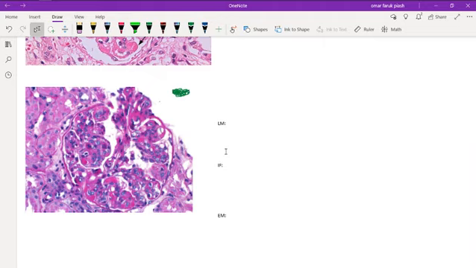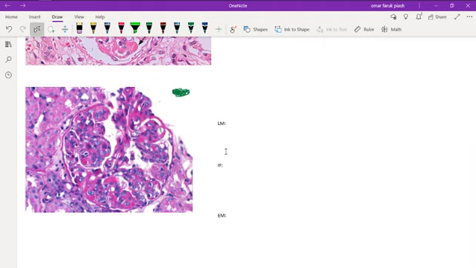What happens in membranoproliferative glomerulonephritis? It can be divided into type 1 and type 2. Type 1 is subendothelial, which is associated with HBV and HCV, and type 2 is associated with C3 nephritic factor, and the deposit is intramembranous.